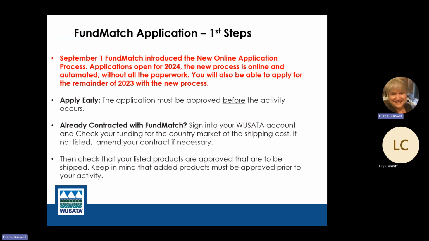Apply early. The application must be approved before the activity occurs. If you're already contracted with FundMatch, just sign on to your WSATA account and double check for the funding for the country market that you're shipping to. And if not, amend your contract as necessary. And then check that list of approved products and make sure that they are the products that are in the shipment. Keep in mind that adding products and country markets must be approved prior to your activity.